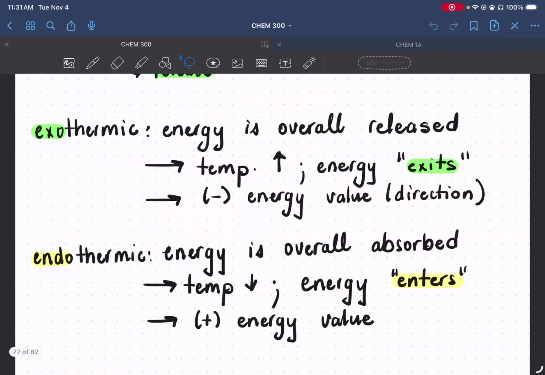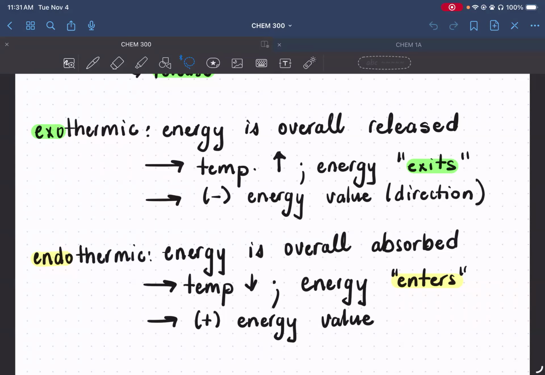Within that vocabulary, we can describe a reaction as either exothermic or endothermic. An exothermic reaction is defined by the fact that energy exits, in other words, is overall released. As a result, it results in an increase of temperature and has a negative energy value associated with it. Endothermic, from the prefix endo, means energy enters. The energy is overall absorbed, temperature decreases, and it has a positive energy value associated with the reaction.